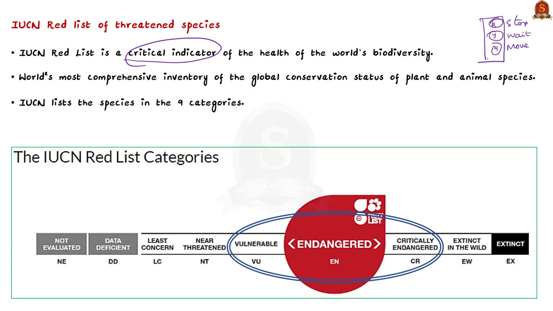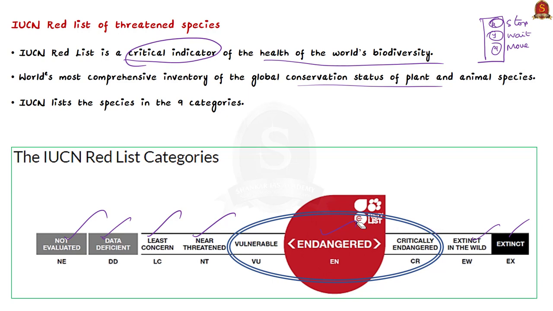The IUCN Red List of Threatened Species is the world's most comprehensive inventory of the conservation status of plant and animal species. So they provide conservation status for both plants and animal species. If you see the IUCN list, the species are categorized into 9 categories. They include extinct, extinct in the wild, critically endangered, endangered, vulnerable, near threatened, data deficient, least concern, and not evaluated. You can see the order of these categories in this image, and of these, when we say a species is threatened, it includes critically endangered, endangered and vulnerable species.